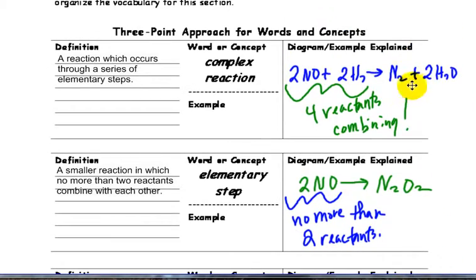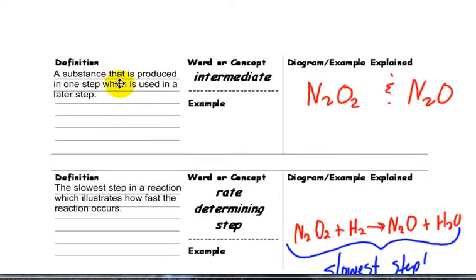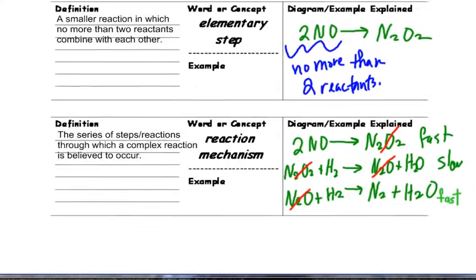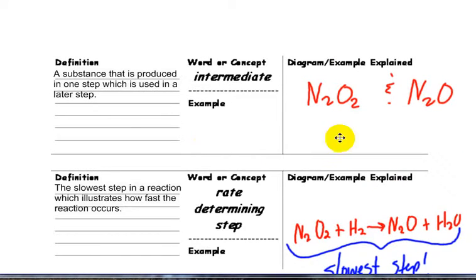Reaction mechanism, if I'm looking at this big equation from earlier, it's thought to be made up of these 3 elementary steps in which you see there's no more than 2 things combining. Series of steps or reactions through which a complex reaction is believed to occur. And then lastly, intermediate, the substance that is produced in one step that is used up in a later step. So back here, my N2O2 and also the N2O5 from the example were the intermediates.